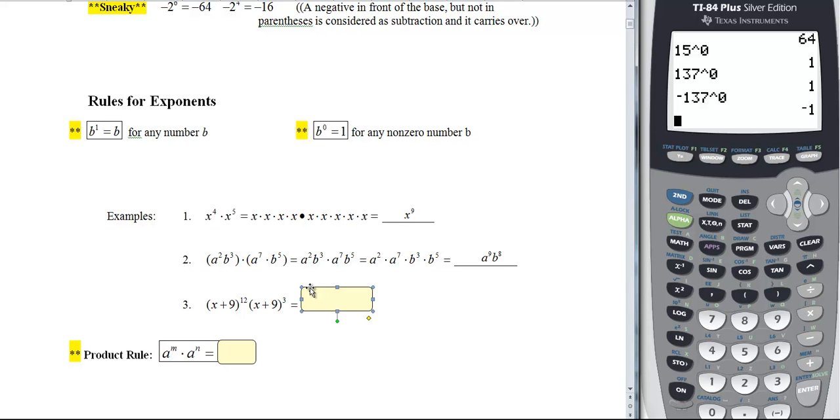So I can simplify this by keeping my base, adding my exponents. So that's my first rule. This is called the product rule. If you've got a base raised to a power times same base raised to another power, you keep base, you add exponents. That's your product rule.